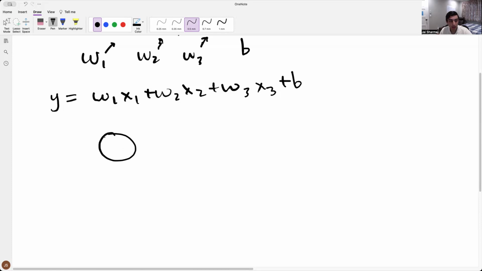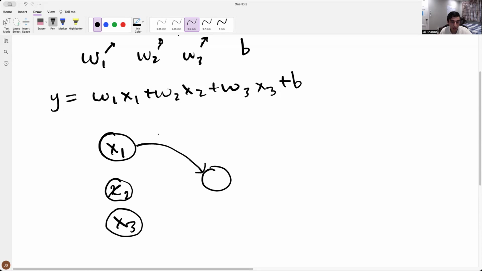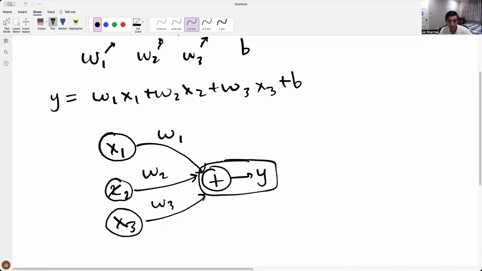It's just putting x1 in a circle like that, x2, and x3. This is going to be fed into here. I'm going to call this W1. This is going to be fed into here. Call this W2. Fed into here. Call that W3. I'm going to add all of those together, and then that's going to give us Y. So effectively, this is Y.